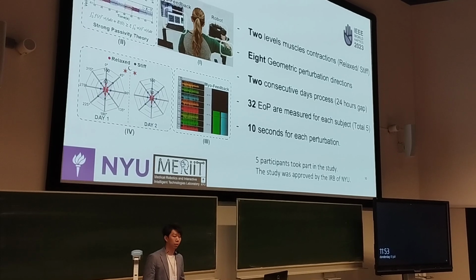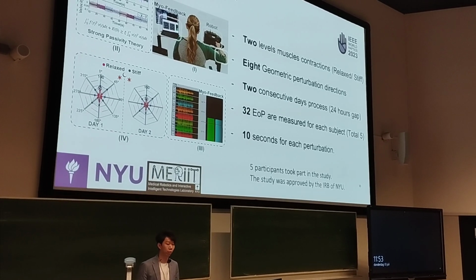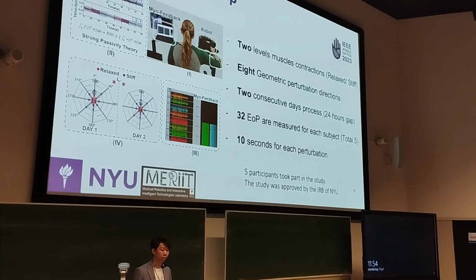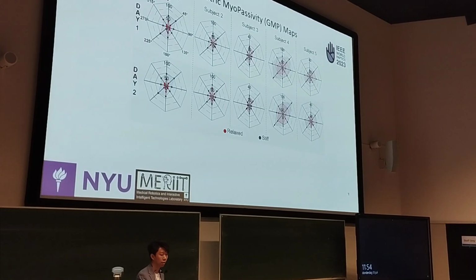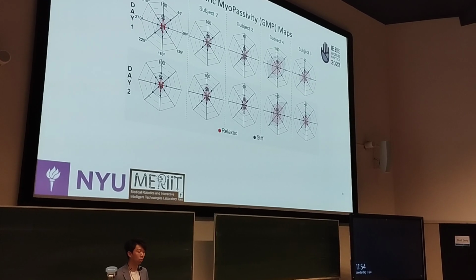We also apply the perturbation in 8 different geometric directions on 2 consecutive days with a 24-hour gap. Each perturbation lasts for 10 seconds, and there are 5 participants in the study. So these are the resulting interday passivity maps for all subjects on both days.